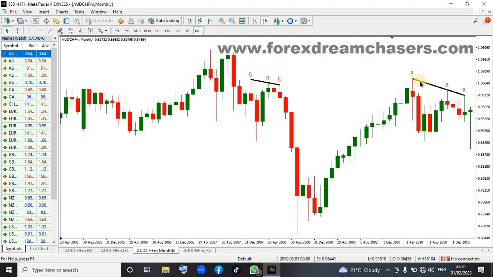So now we're focusing on the trend line. You need the first time, you need the second time. On the third touch, you sell. Look at how the price went down here. Look at how the price went down.